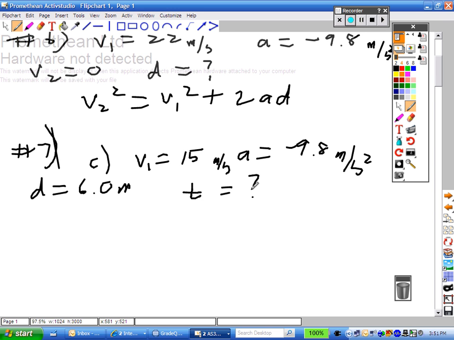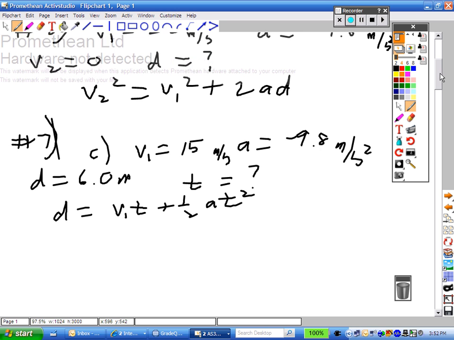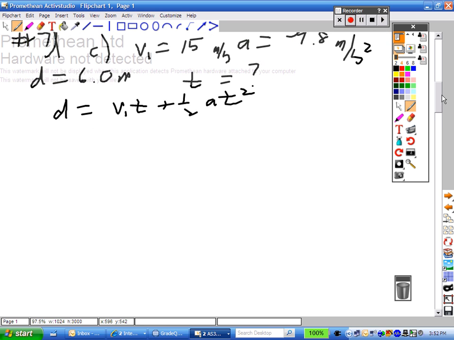And then you write T equals question mark. Now, in order to solve this, you could use the only formula that has those four. D equals V1T plus 1/2 AT squared. And you can see this is a quadratic. You need the quadratic formula. Aren't you pleased with that?